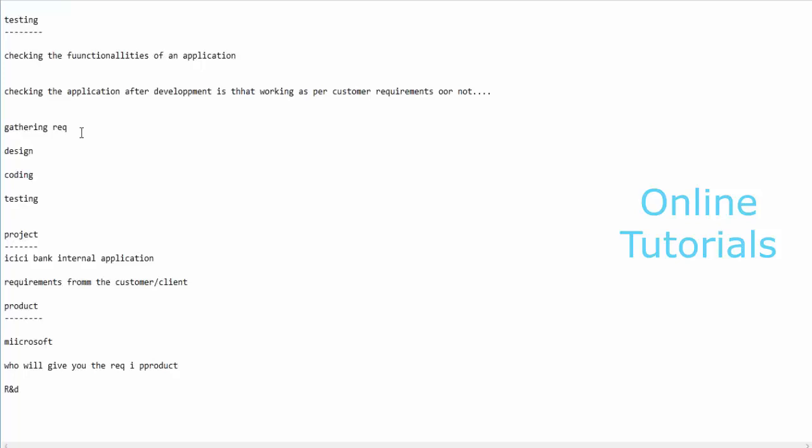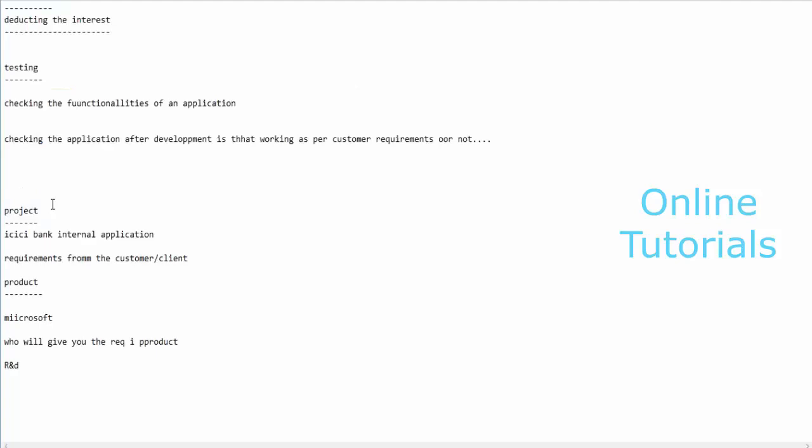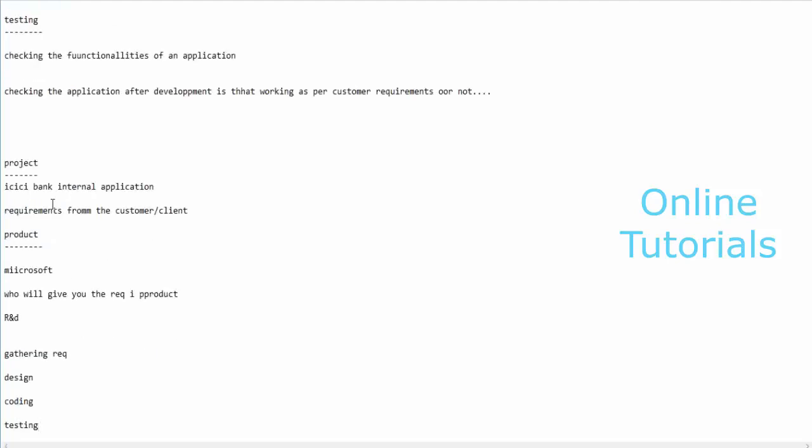Next, coming to the development process. These are the basic requirements. I'm not discussing the total SDLC here. I'm highlighting the difference between testing nowadays and testing in previous days. The stages are gathering requirements, then designing, then coding and testing.